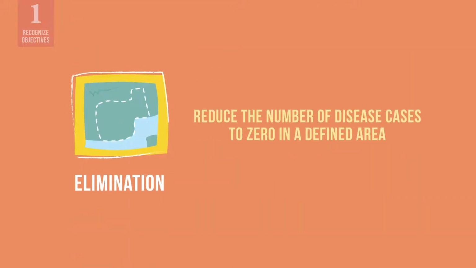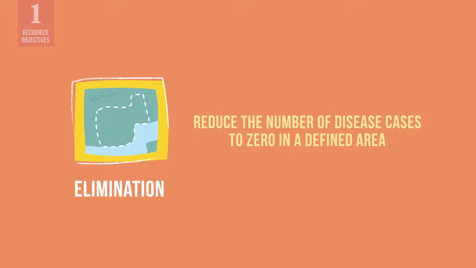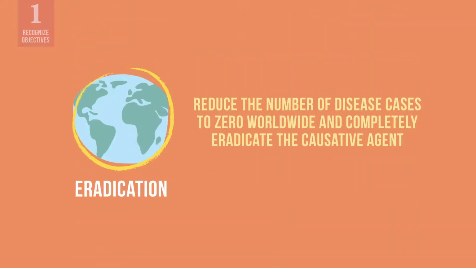The goal of disease elimination is to reduce the incidence of a specific disease to zero in a defined area or to a very low level of incidence, as for neonatal tetanus. And the goal of disease eradication is to reduce the worldwide incidence of infection to zero and completely eradicate the causative agent so that it is extinct. This means that there are no longer any cases of the disease worldwide, and the pathogen that caused the disease no longer exists.